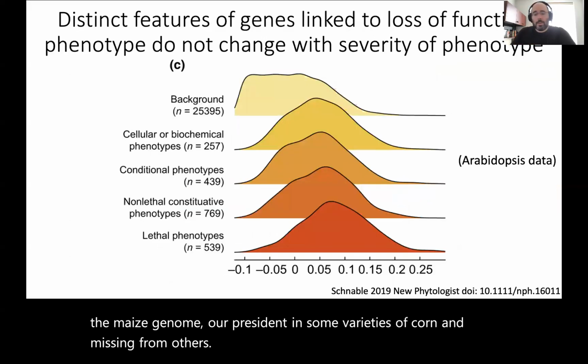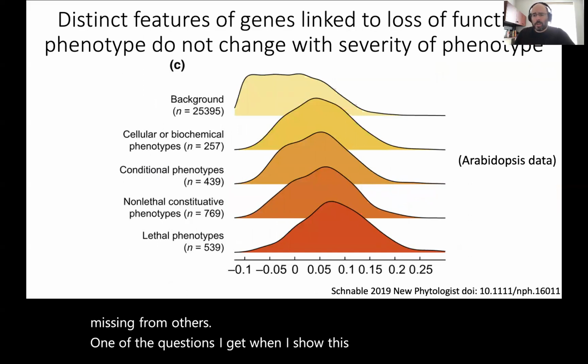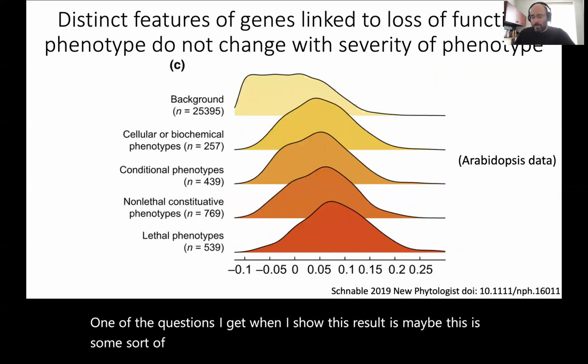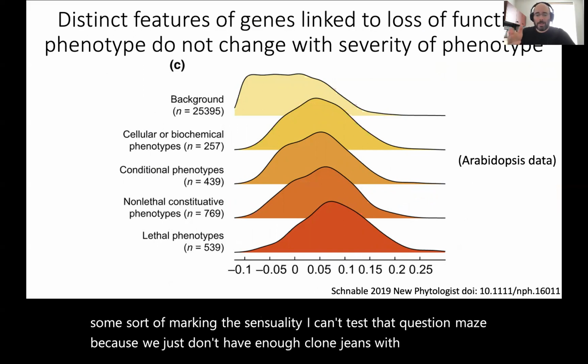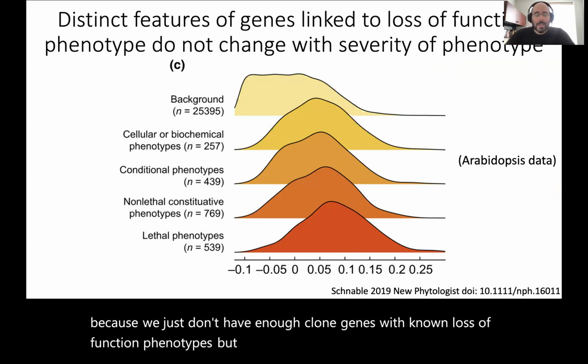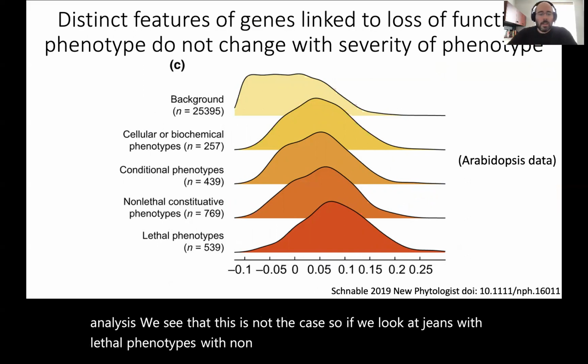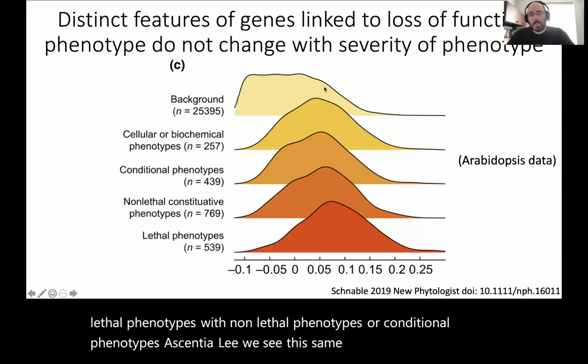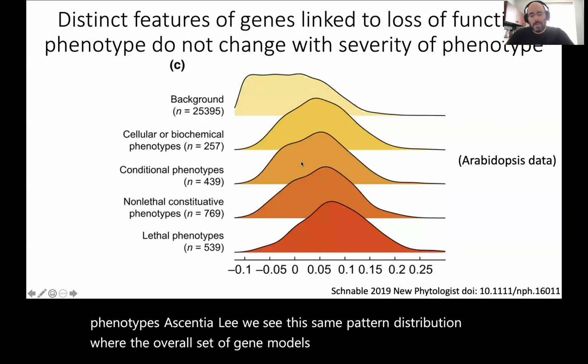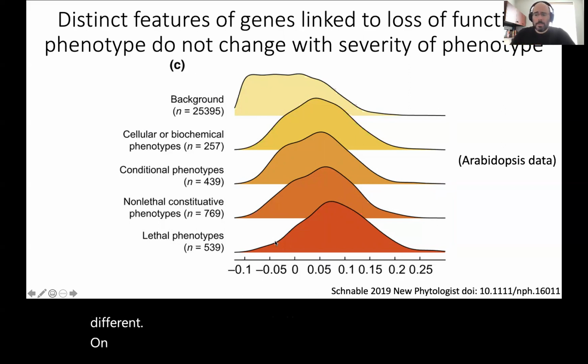One of the questions I get when I show this result is maybe this is some sort of mark of essentiality. I can't test that question in maize because we just don't have enough cloned genes with known loss of function phenotypes, but using Arabidopsis data and a very similar analysis, we see that this is not the case. So if we look at genes with lethal phenotypes, with non-lethal phenotypes, or conditional phenotypes, essentially we see this same pattern of distribution where the overall set of gene models looks very different from the genes linked to any type of phenotypic variation.